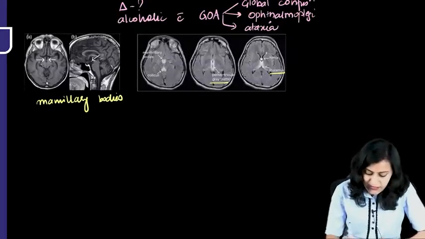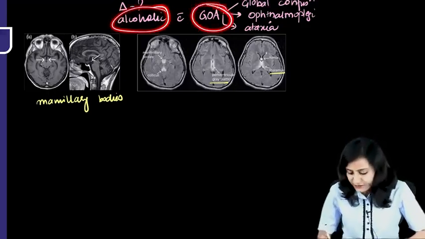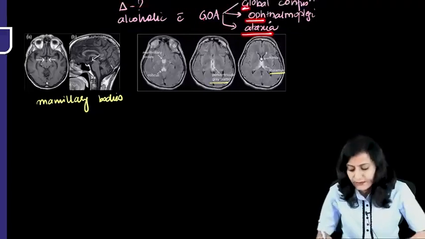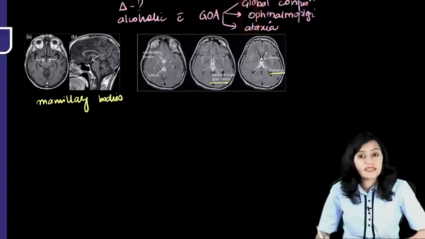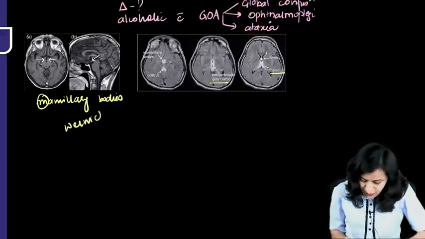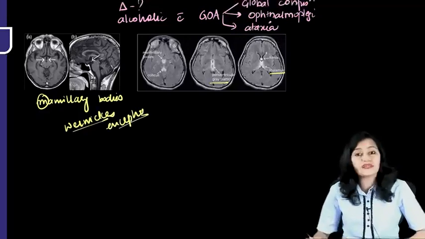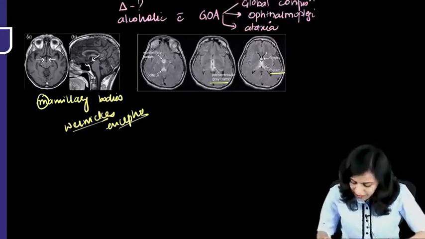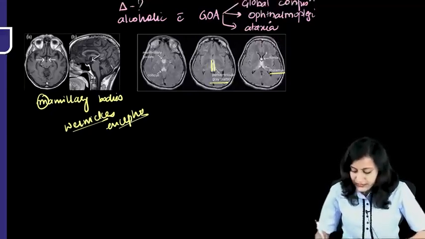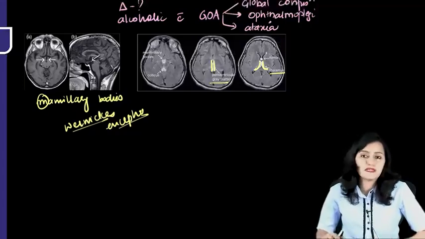So whenever you have a history of an alcoholic patient with GOA features, GOA stands for global confusion, ophthalmoplegia, ataxia, that is going to be Wernicke's, and mammillary body involvement tells you that it is Wernicke's encephalopathy. Recent NEET PG question: in Wernicke's, mammillary bodies are involved. The periventricular area is involved. Even the thalamus can be involved. Mammillary bodies are very, very important.